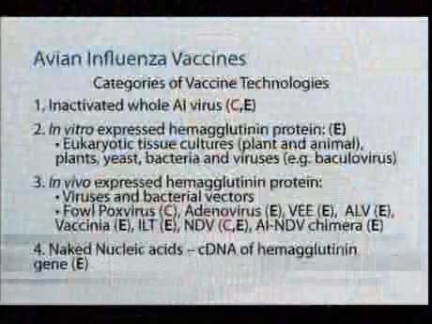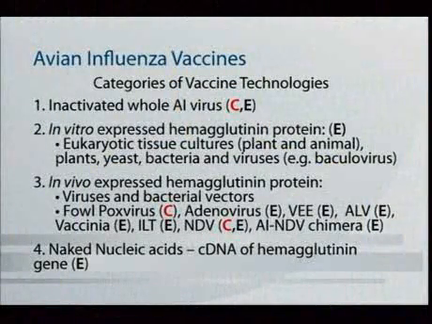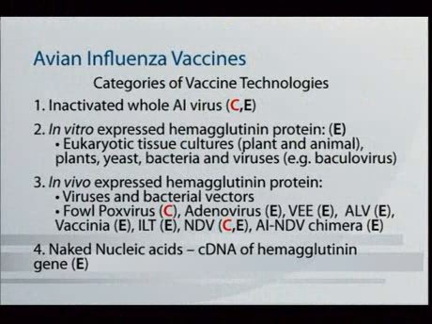There are various categories of vaccine technologies that can be used and have been used. Some are experimental, some have been licensed and used in the field. By far the most commonly used technology is inactivated whole avian influenza virus vaccines. Also, there are in vitro expressed hemagglutinin protein vaccines that have been experimental to this point. Those that are grown in eukaryotic cell culture systems, either plant or animal cells, or in plants or yeast or bacteria or viruses. For example, a baculovirus that has an influenza hemagglutinin gene insert.